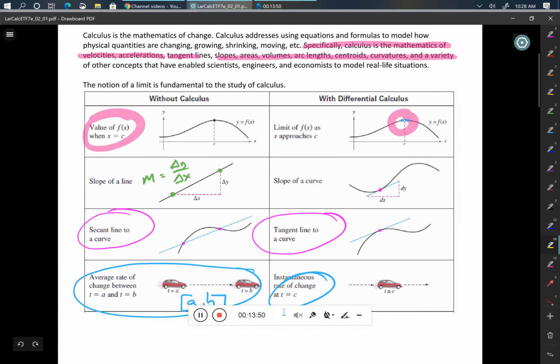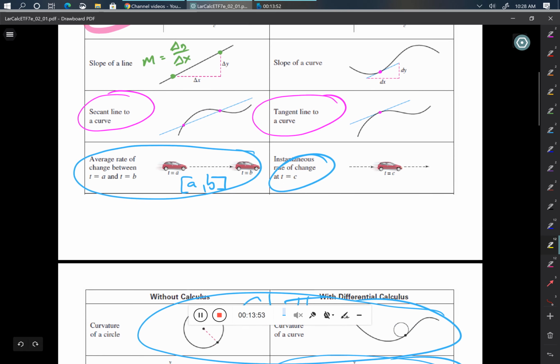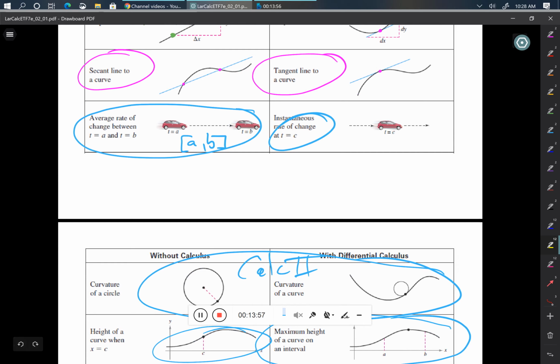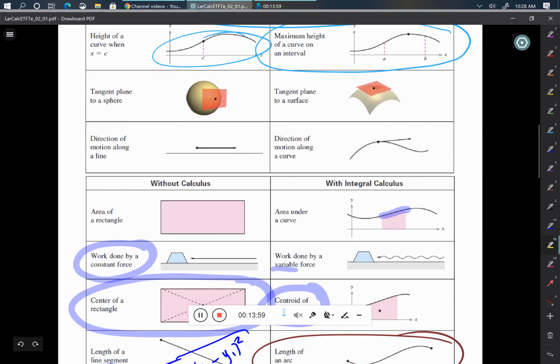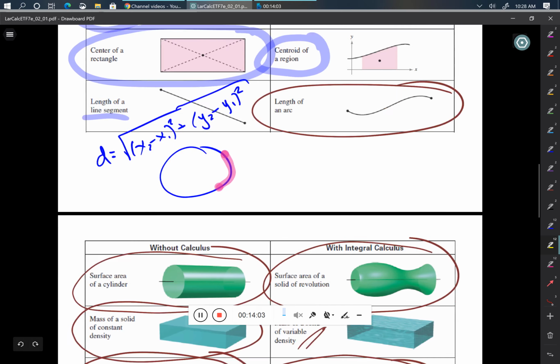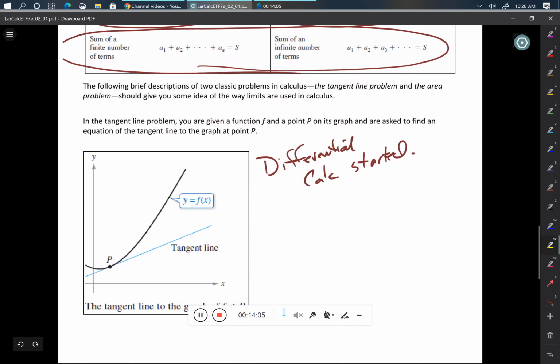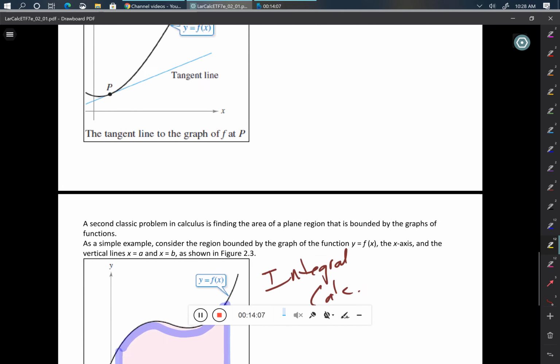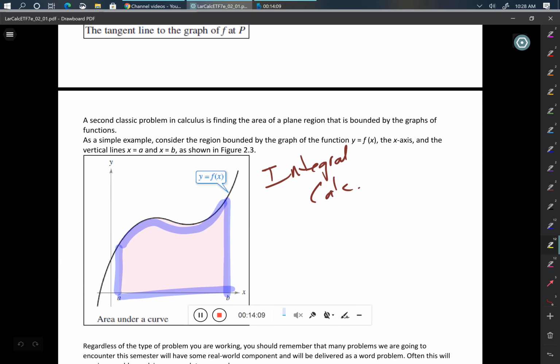We're going to find limits. We're going to find slopes of curves, slopes of tangent lines. We're going to find instantaneous rates of change. We're going to find area under a curve. We're going to find tangent line problem answers, and we're going to find area problem answers, and then applications of those. All right, the next video will be section 2.2, where we're actually going to start doing new mathematics. We're going to start taking a look at the idea of a limit.